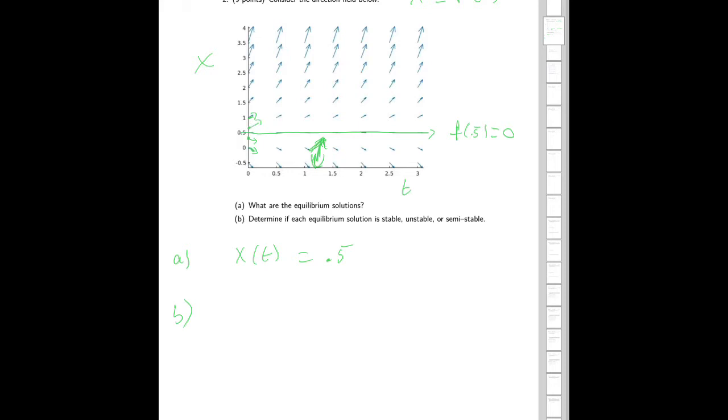So this tells us that no matter how close you start to 0.5, you're always going to go away from it. If a solution starts a little bit below 0.5, it's going to go away from 0.5. If it starts a little bit above 0.5, it's going to go up and away from 0.5. So this is unstable. And there's only one, so that's it for this problem.